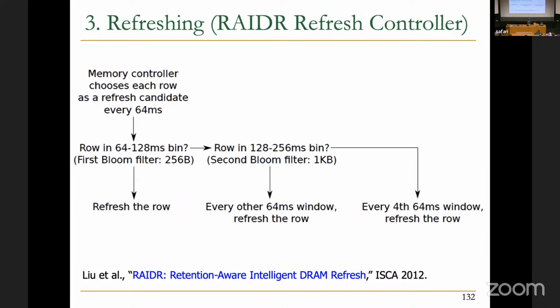In this paper, we have two Bloom filters. The first one checks if a row needs to be refreshed every 64 milliseconds. If not, it's like a decision tree. So the second Bloom filter checks if it needs to be refreshed every 128 milliseconds. And if the answer is false, then the row is refreshed every 256 milliseconds. So this is quite a fast decision-making process.